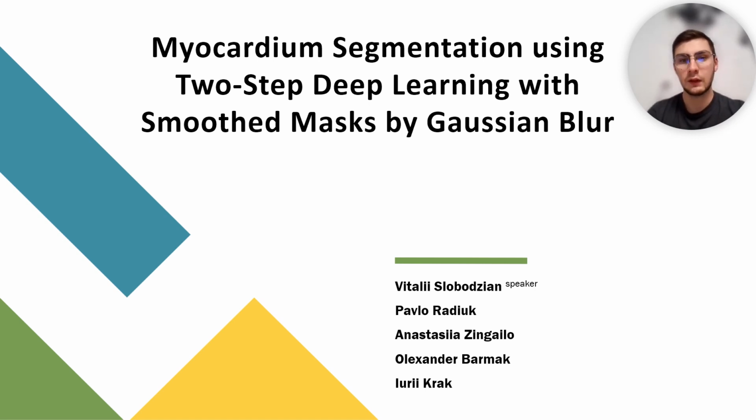Let me introduce myself. My name is Vitaly Slobodyan. I am a PhD student of computer science at Khmelnytskyi National University, Ukraine. The subject of my presentation today is myocardium segmentation using two-step deep learning with smoothed mask by Gaussian blur.